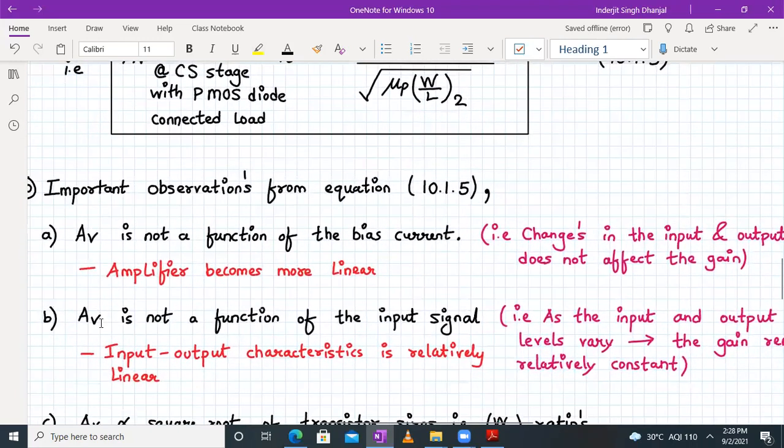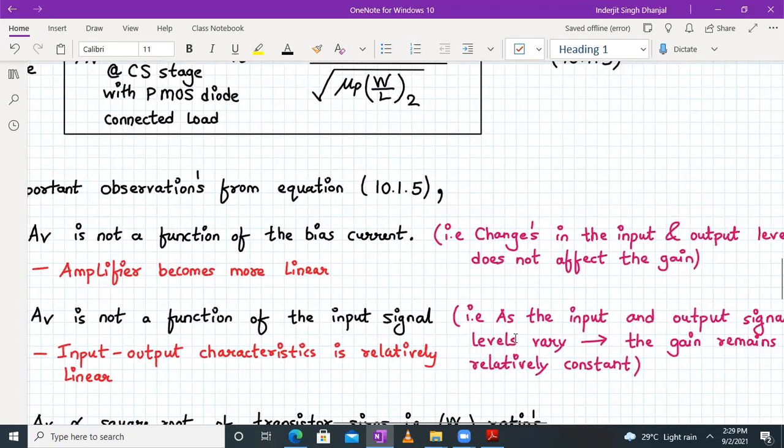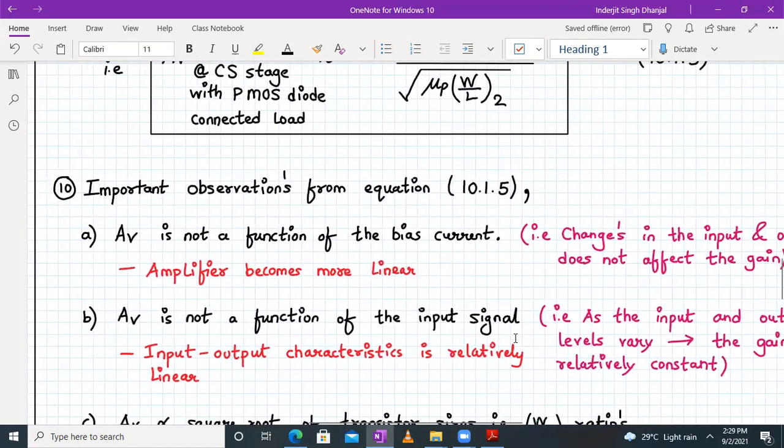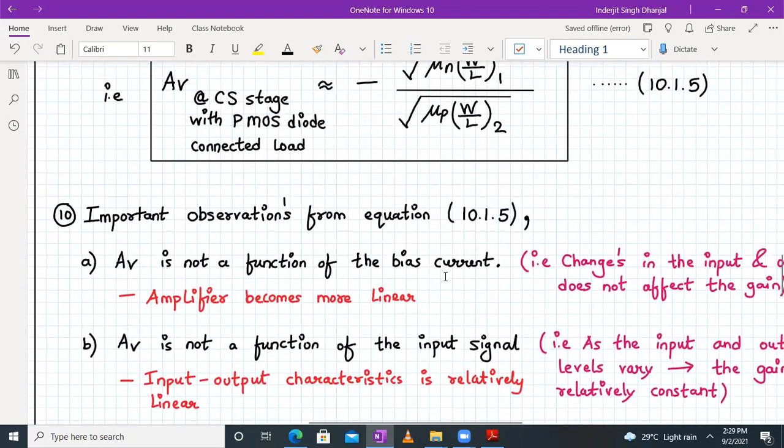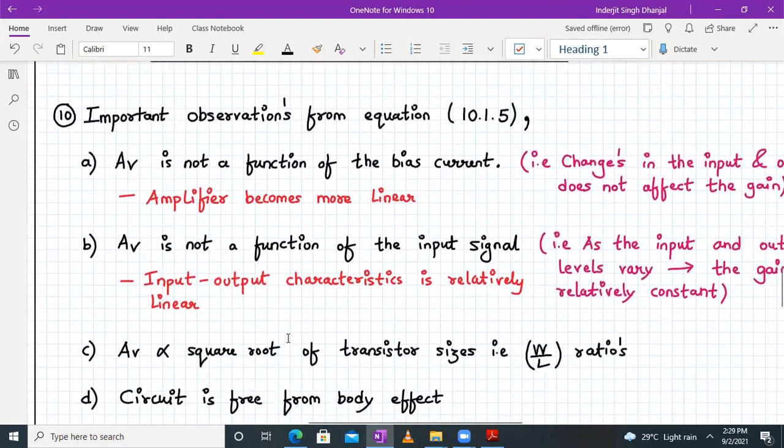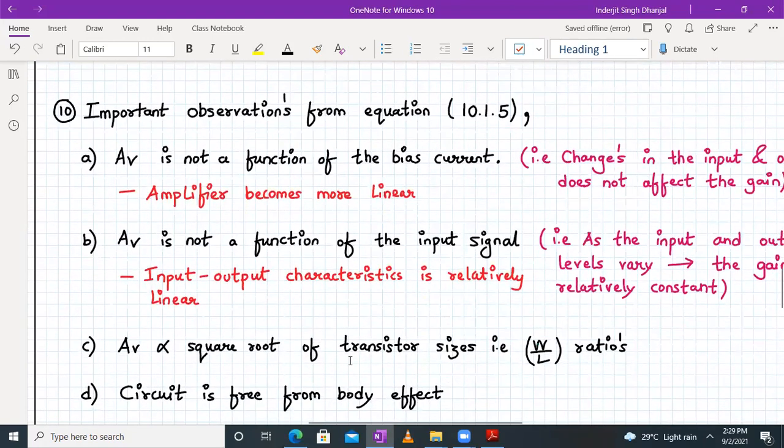Also, it's not a function of the input signal. That means as the input signal level varies, the gain remains relatively constant. That means my input and output characteristics for this amplifier are relatively linear, and that's good news. Also, the gain Av is proportional to the square root of the W by L ratios, the transistor sizes, right?